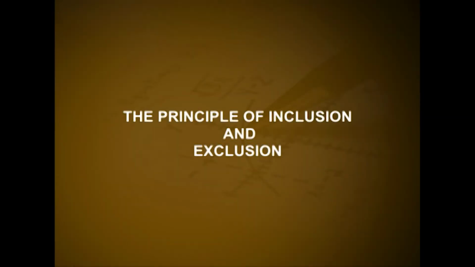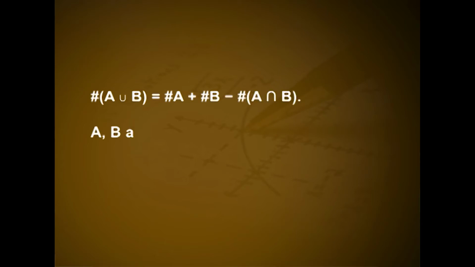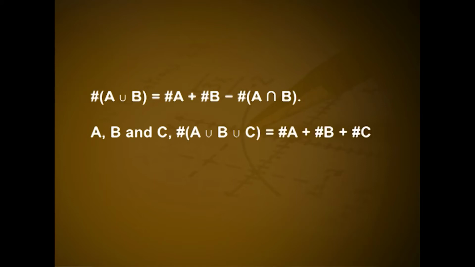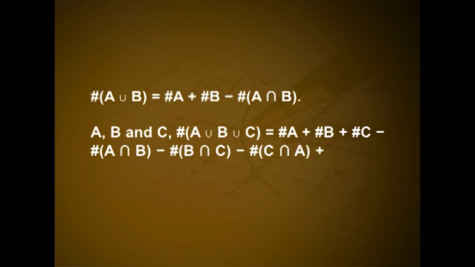The principle of inclusion and exclusion. If #X denotes the number of elements of a set X, then #(A union B) equals #A plus #B minus #(A intersection B). Also for three sets A, B and C, #(A union B union C) equals #A plus #B plus #C minus #(A intersection B) minus #(B intersection C) minus #(C intersection A) plus #(A intersection B intersection C).